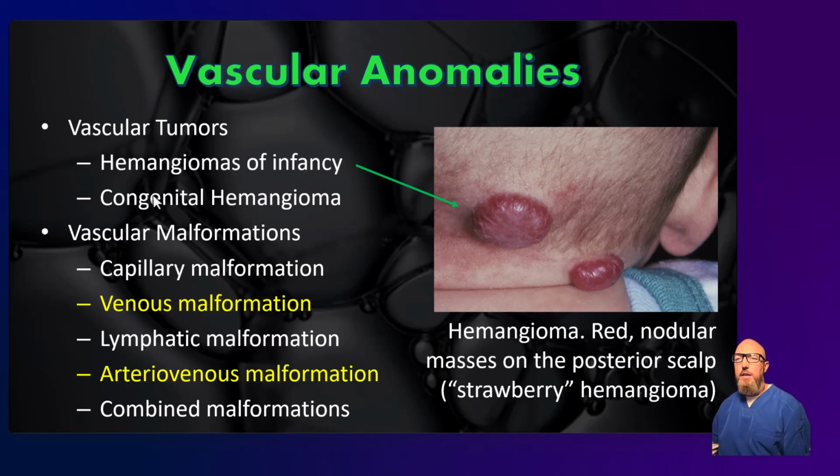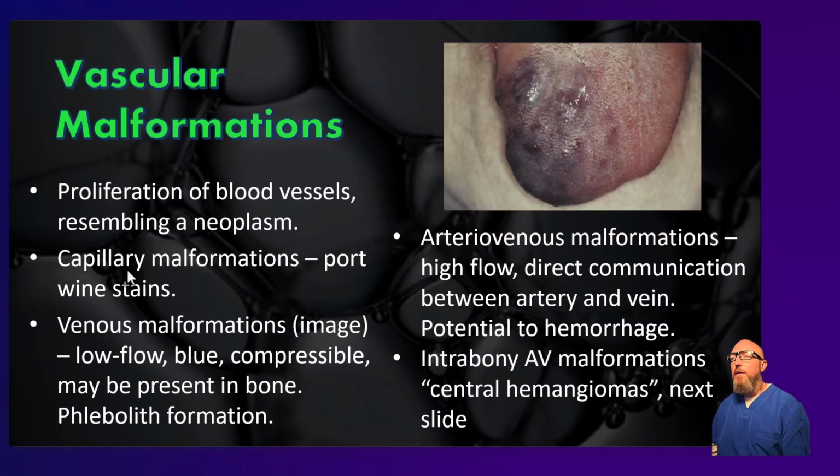There's also congenital hemangiomas. And then the thing that affects us from the radiology perspective is more the vascular malformations. And in fact, a more common vascular malformation is capillary malformations or port wine stains. There's also lymphatic malformations, and a lot of these sometimes can be combined. And so we're going to focus on these two, the venous malformation and arteriovenous malformation. So vascular malformation, like it sounds, it's just a proliferation of blood vessels. It resembles a neoplasm, but just kind of an irregular proliferation of these blood vessels that coalesce and merge with each other.